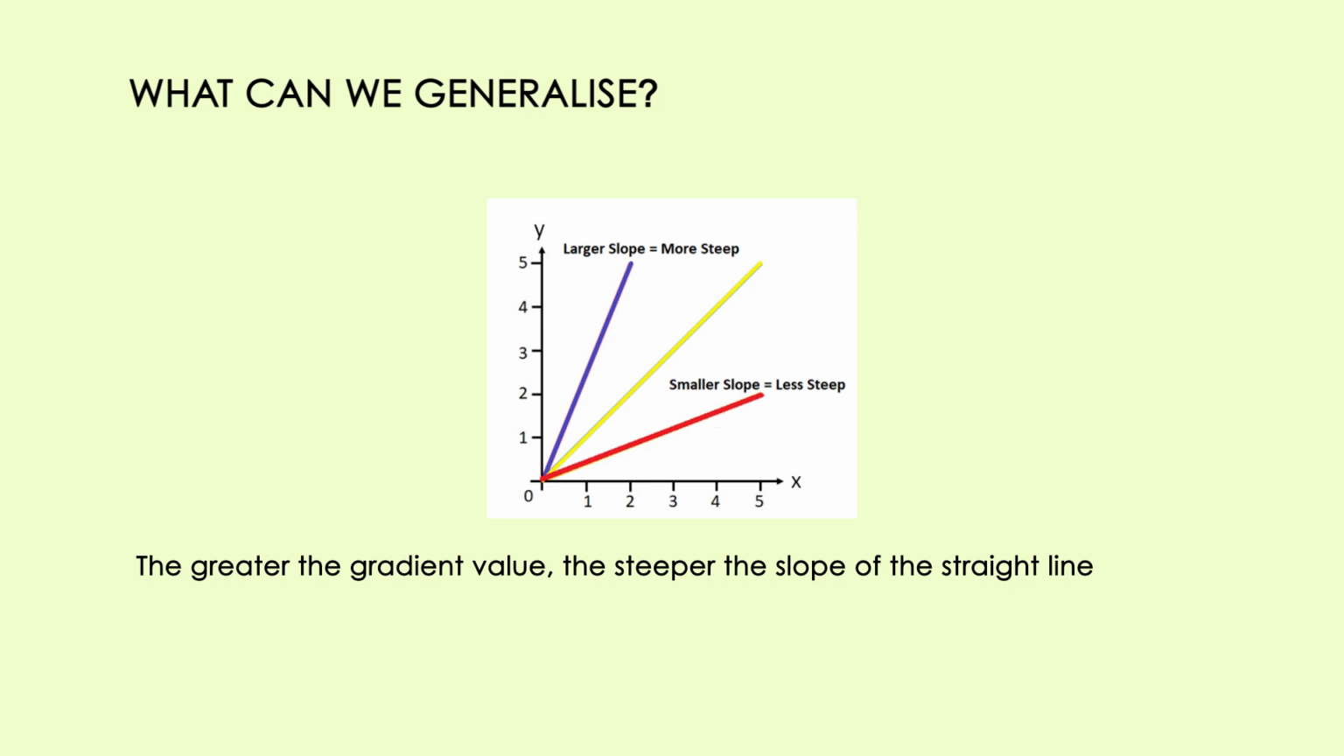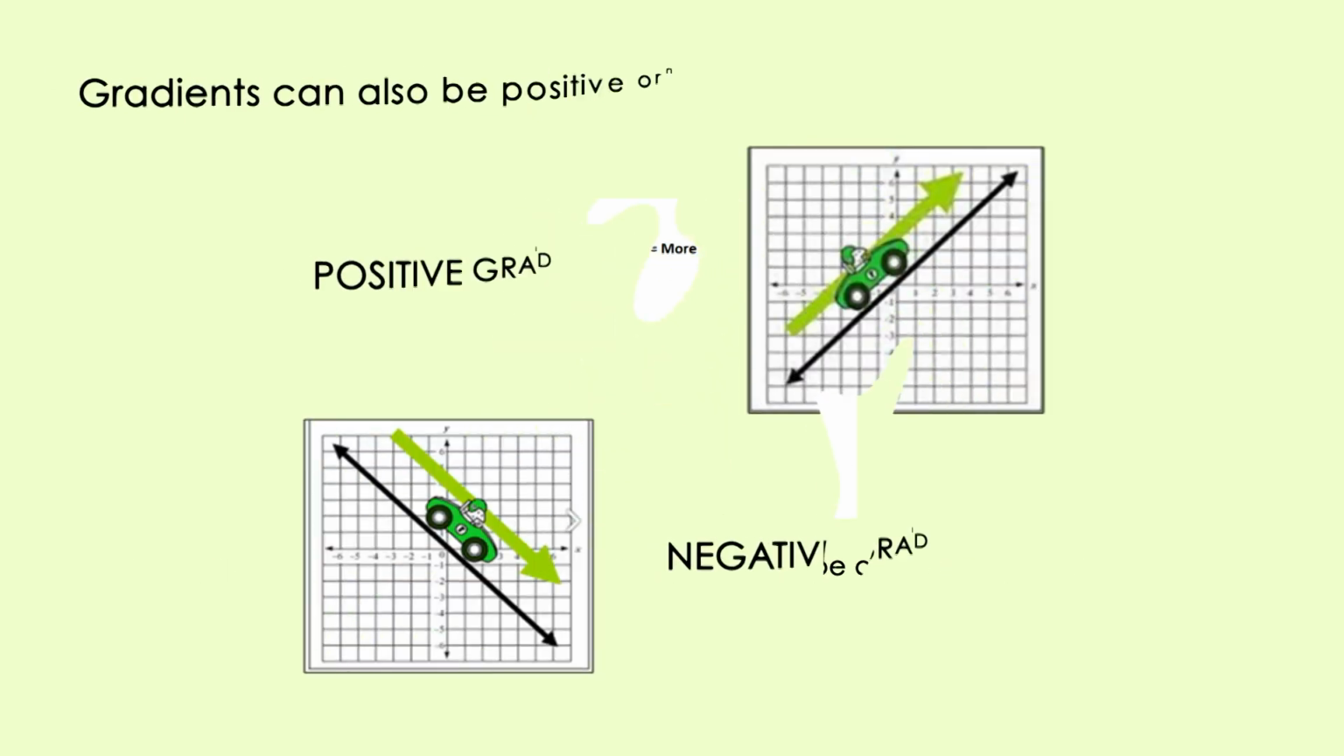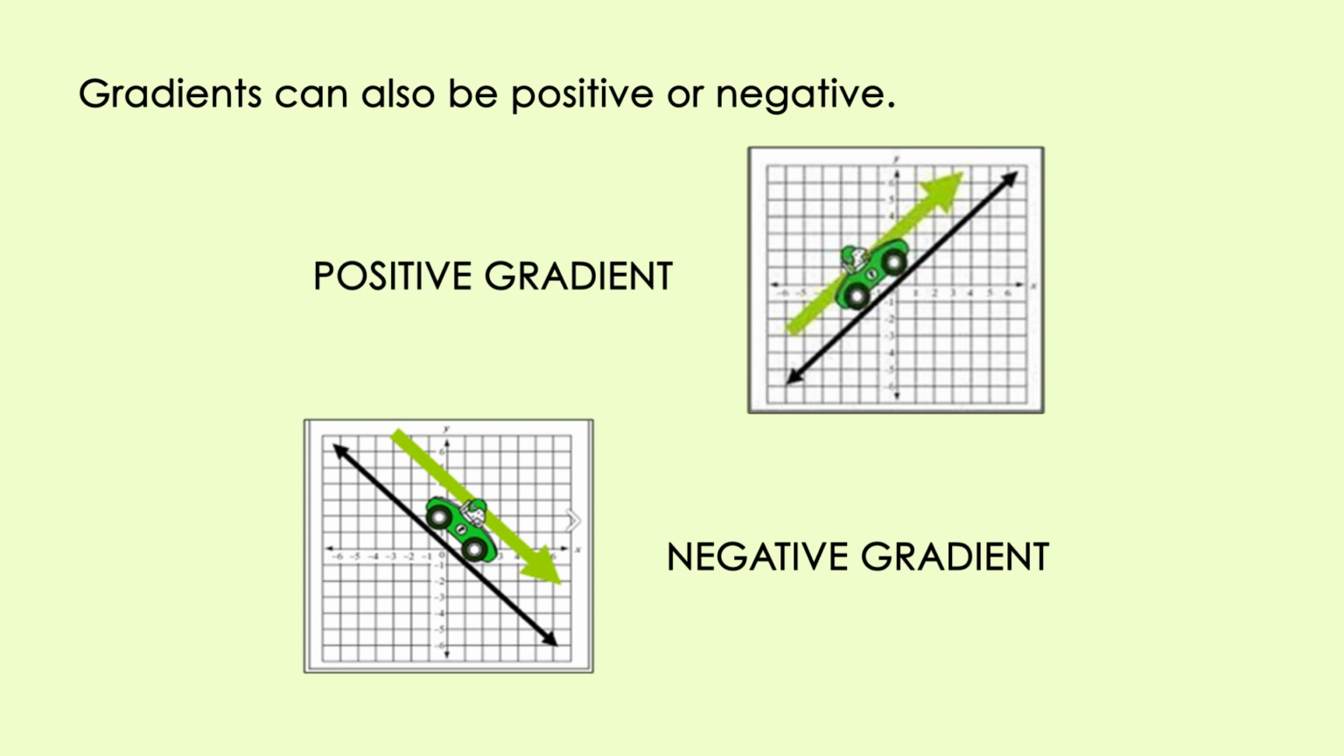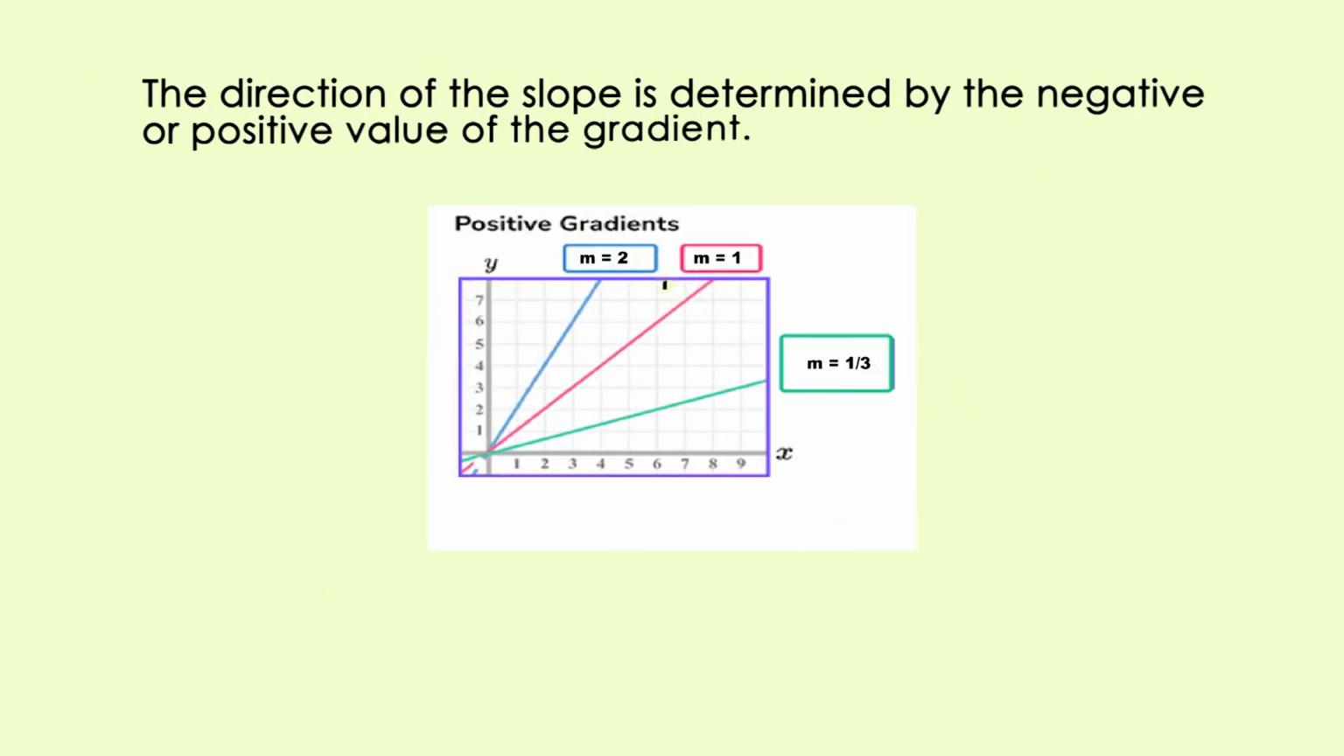Also, the purple line is steeper than the rest of the lines too. From this, we can conclude that the greater the gradient value, the steeper the slope of the straight line. Gradient also can be either positive or negative. The direction of the slope is also determined by the negative or positive value of the gradient.